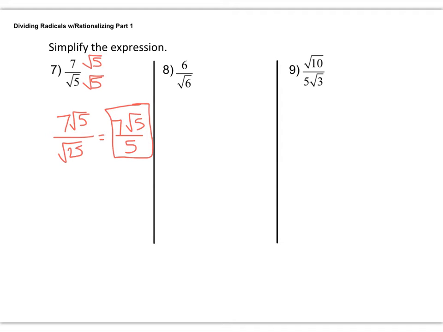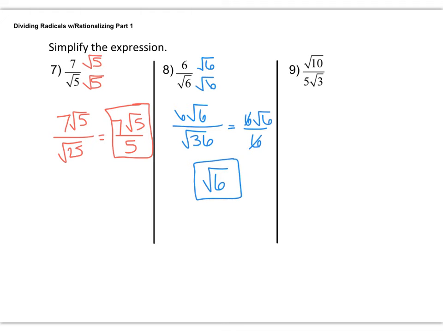All right, so number 8. I will multiply top and bottom by radical 6. So I get 6 radical 6 over the square root of 36. And then I know the square root of 36 is 6. Now, some people would stop there, but be careful. We always need to look at inside numbers, outside numbers. Can I do anything with them? I have an outside number of 6 on the top and an outside number of 6 on the bottom. Those are going to cancel out. So it is just the square root of 6.